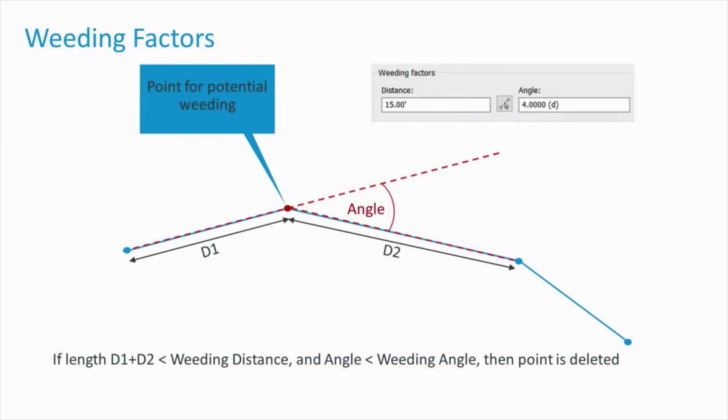The weeding factors control the removal of points from the contour. If the distance between vertices on two line segments is less than the weeding distance, then provided the deviation of line segments is less than the weeding angle, the middle vertex will be deleted.